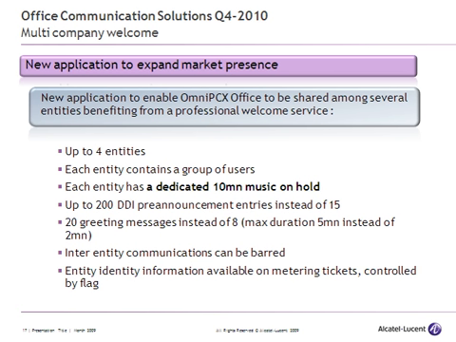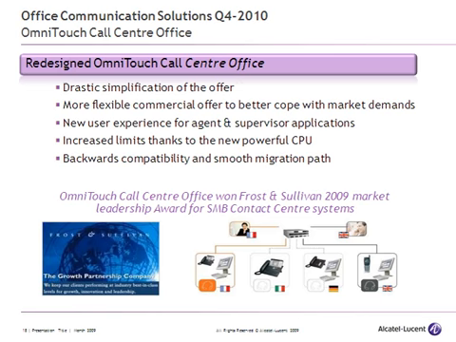This feature also allows us to bar inter-entity calls, so users from company 1 can't call users from company 2. This is a system-wide flag, and it's either on or off. Additionally, entity identity information is included on all metering tickets sent to a call accounting package, and again, that can be controlled by a flag. You can have that on or off.